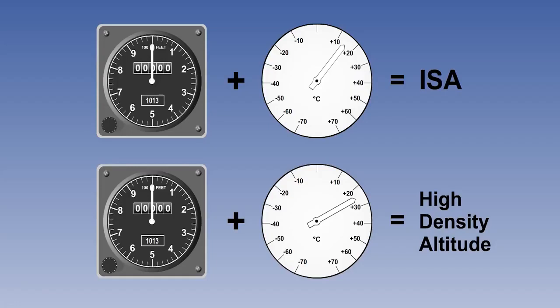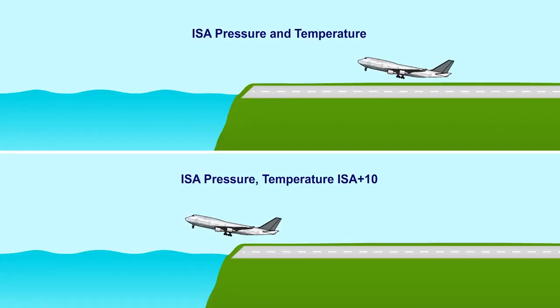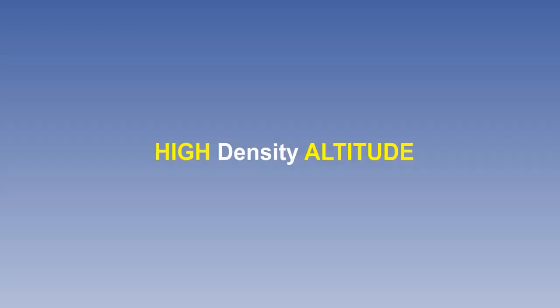The density would be that which would exist at a higher altitude, and would be referred to as a high-density altitude. In practical terms, this means that the aircraft would need a higher TAS for a given dynamic pressure, and thence a longer takeoff run to achieve the necessary rotate IAS. To remember what a high-density altitude means, just think of it as high-density altitude.